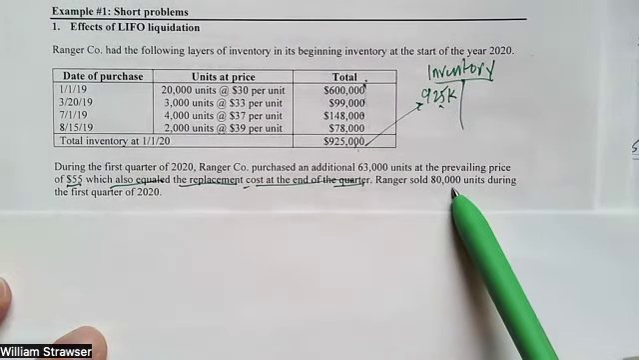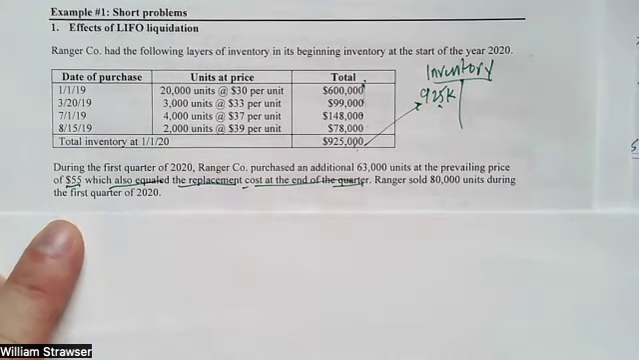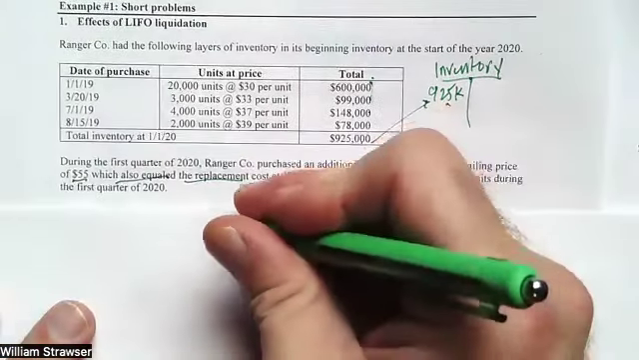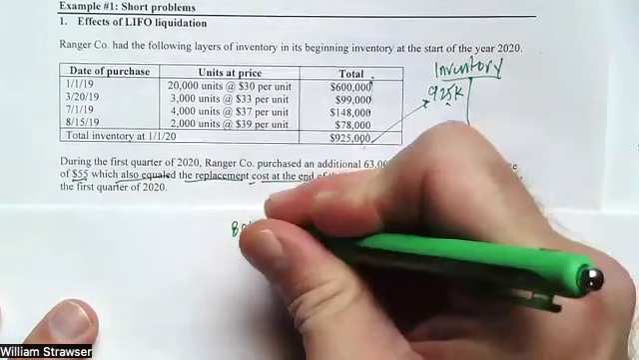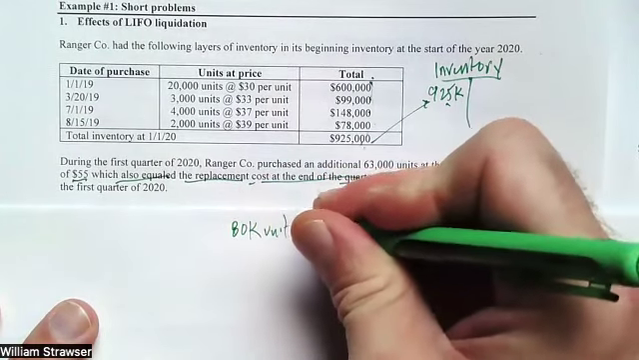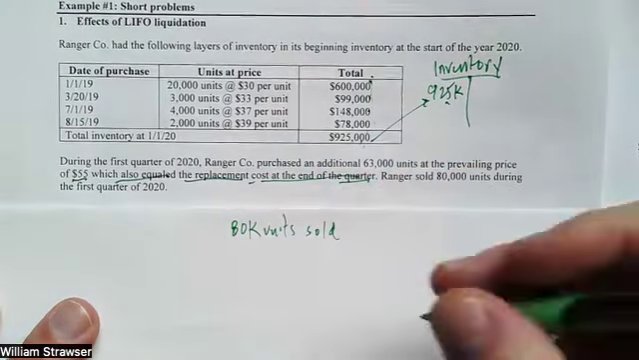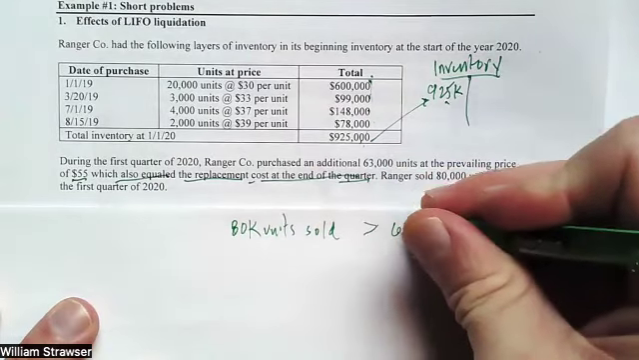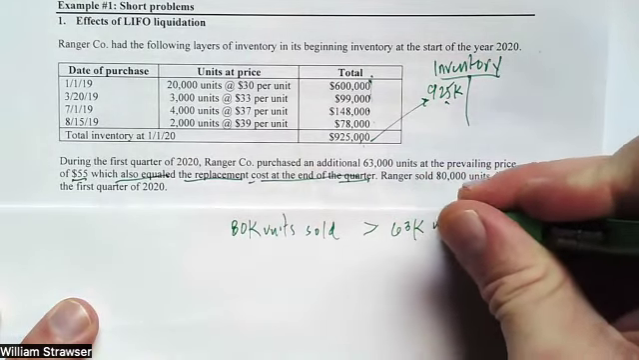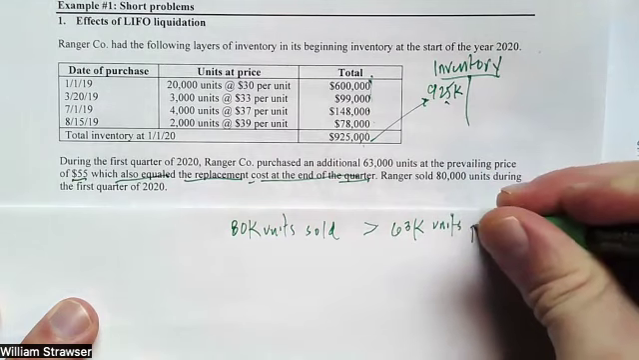Ranger sold 80,000 units during the first quarter of 2020. So we have 80,000 units sold, which is greater than the 63,000 units purchased.